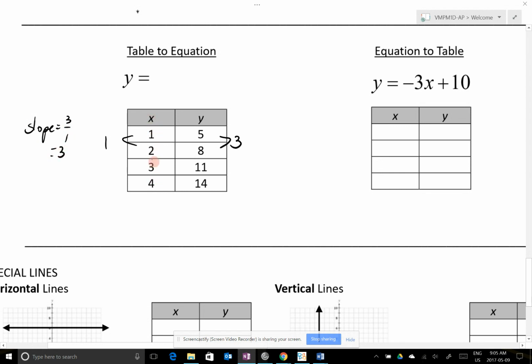Well, I don't see an x equals 0, but if I work backwards, 1 to 0 is just a decrease of 1. I'll decrease this 5 by 3. So if I go backwards, it's going to be 5 minus 3, which is 2. So my y-intercept is going to be 2.